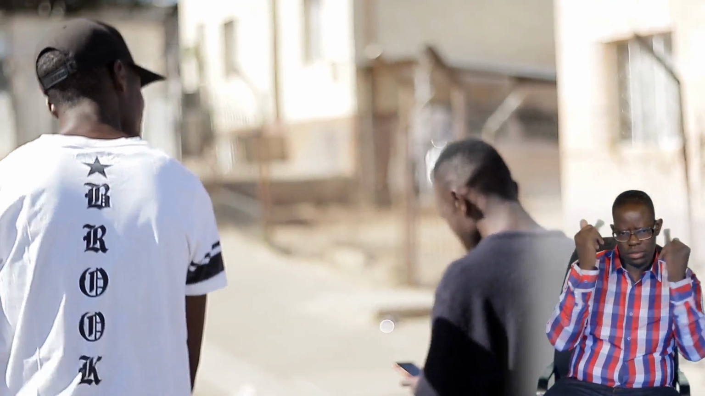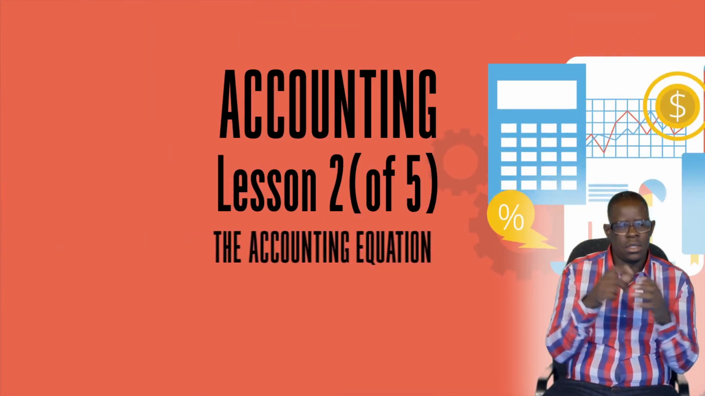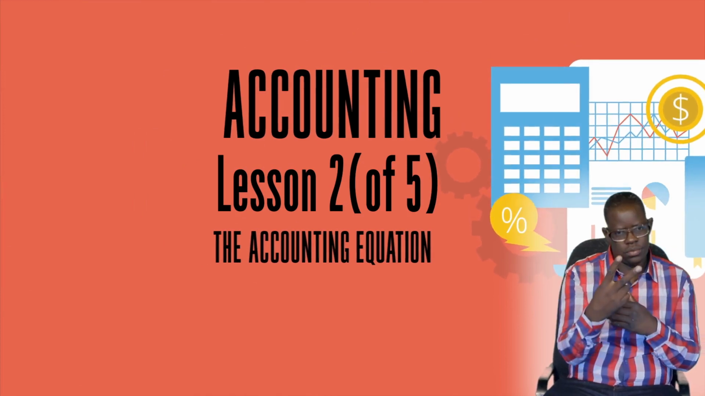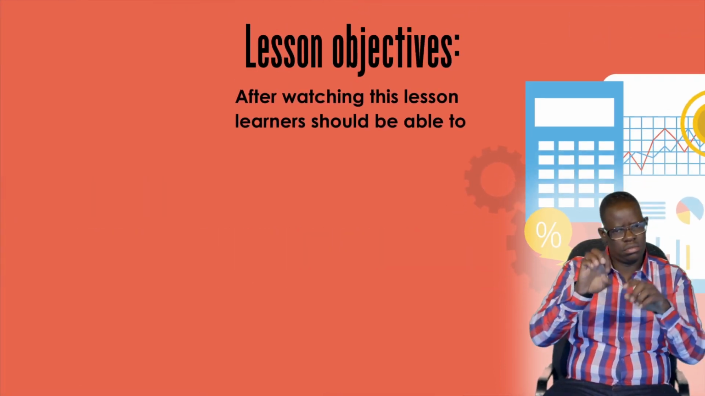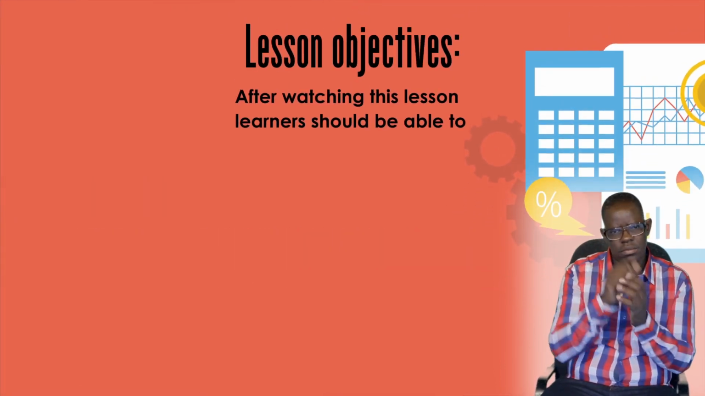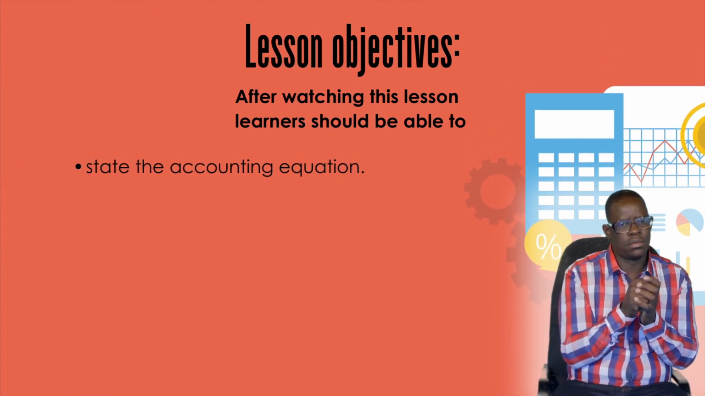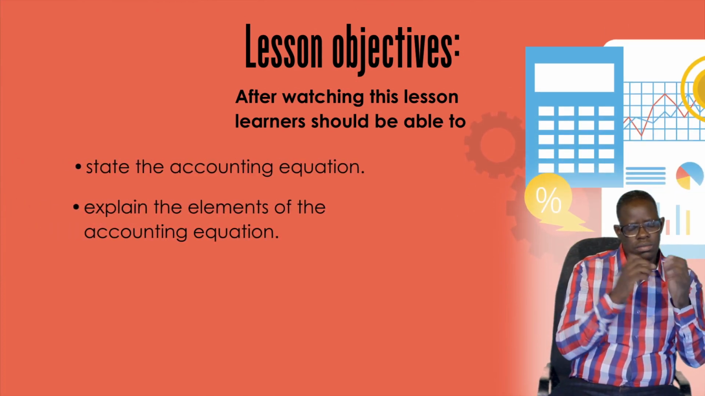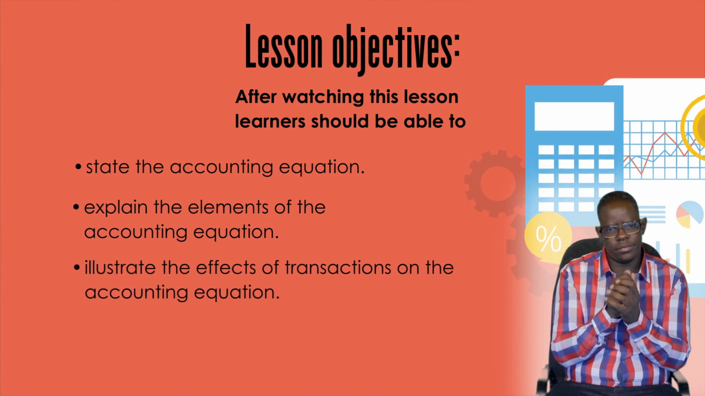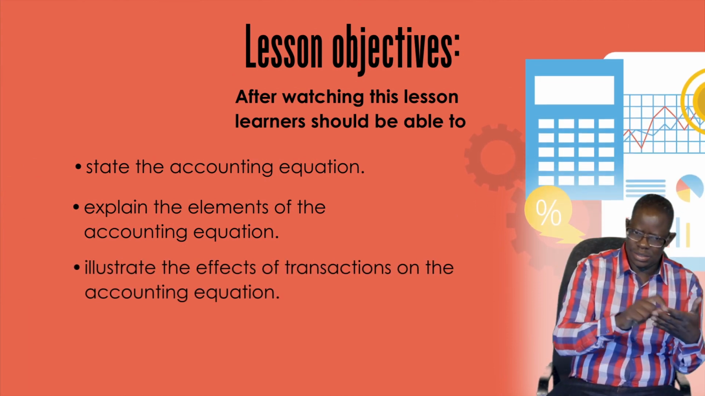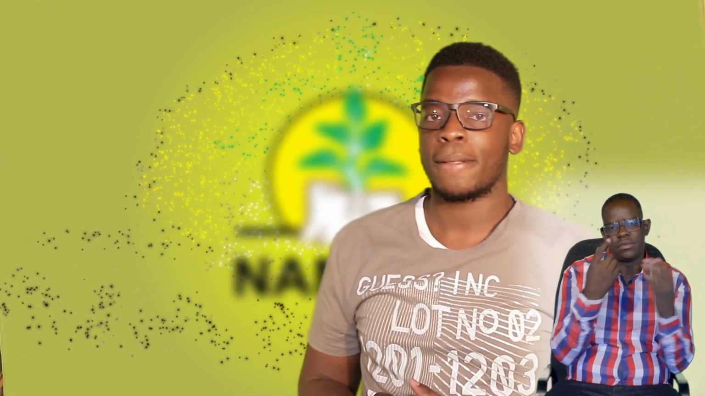Okay, let's do that. In Program 2 today, we take a look at the accounting equation. Our lesson objectives are that after watching this program, you should be able to state the accounting equation, explain the elements of the accounting equation, and illustrate the effects of transactions on the accounting equation. Thanks for watching with us and enjoy the show.